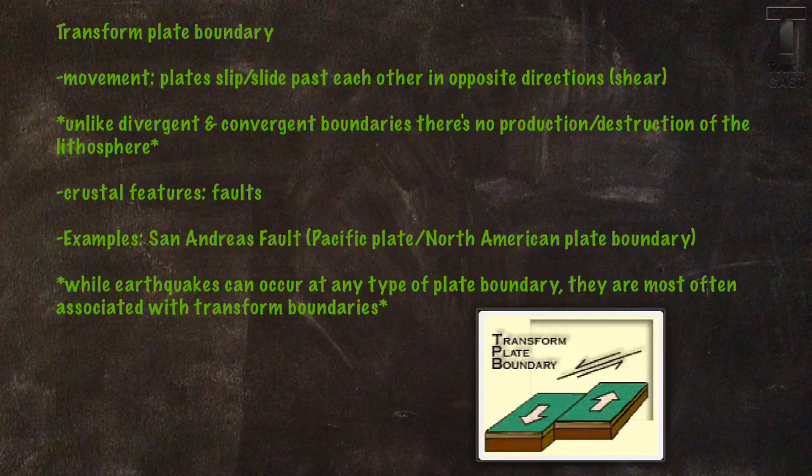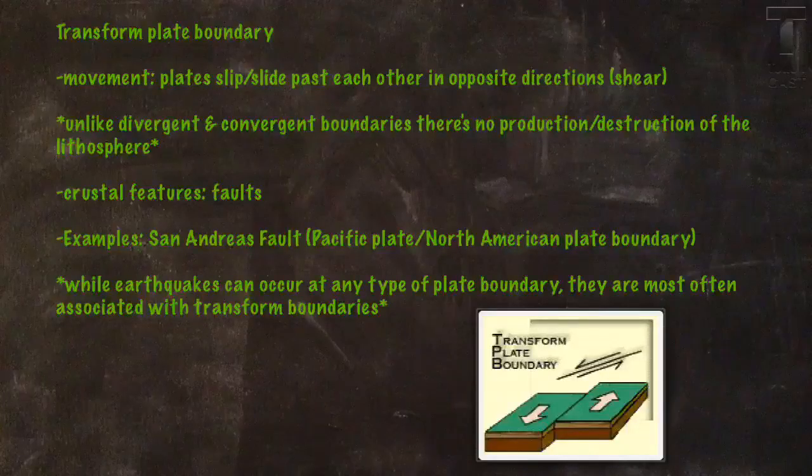The third type of boundary is called a transform plate boundary. Make sure you get the diagram drawn at the bottom so you have a visual representation of the motion, which is that plates slip and slide past each other in opposite directions. The term we use for this is shear. The crustal feature created at transform plate boundaries is faults. Unlike divergent and convergent boundaries, there is no production or destruction of the lithosphere.